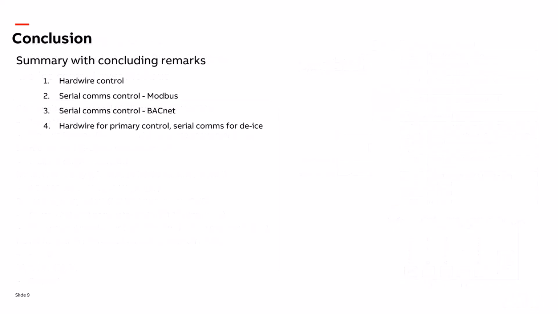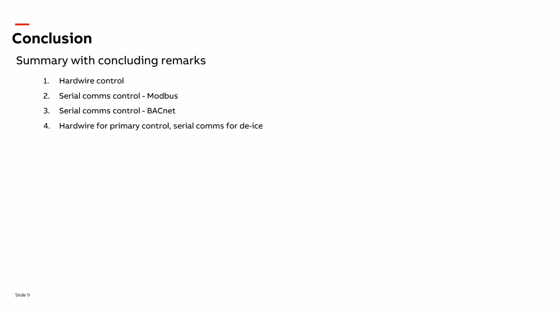So that concludes our discussion of de-ice control on a cooling tower with both an ACH580 and an E-Clipse bypass in the system. We covered 4 different control options. The first was hardwire control only, and we covered both a typical wiring option and one with simplified wiring. Then we reviewed 2 different communication options, one with Modbus and one with BACnet. And finally, a mix of control strategies with hardware for primary control and serial comms for de-ice.